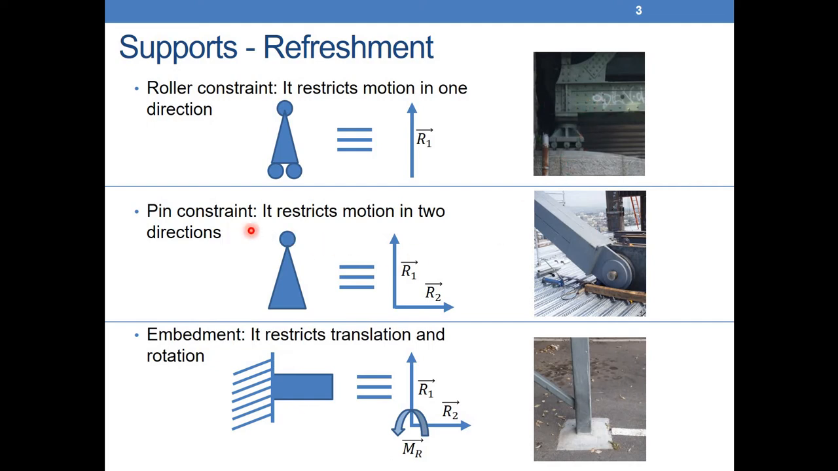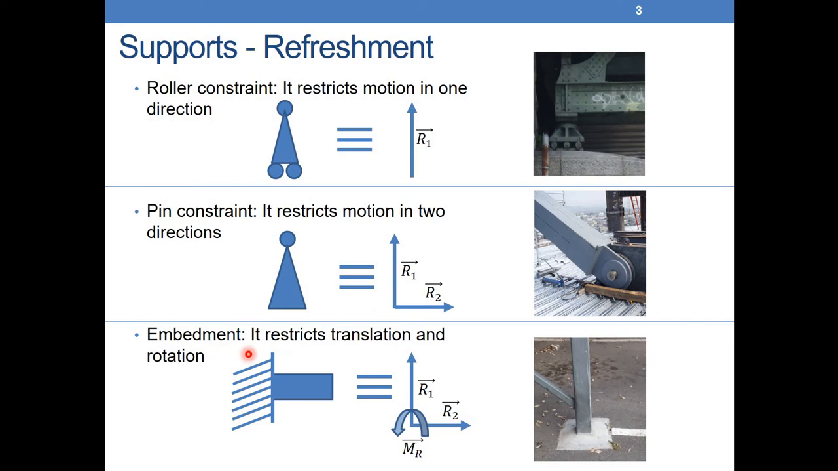While on the other hand, in a pin constraint, or pin support, the system cannot move neither horizontally nor vertically, but it can rotate. The idea here is that because it cannot move, if we try to move it horizontally, it will create a horizontal resistance force, a reaction force. If we try to move it vertically, it will create a vertical reaction force. So here we have two reaction forces, two components.